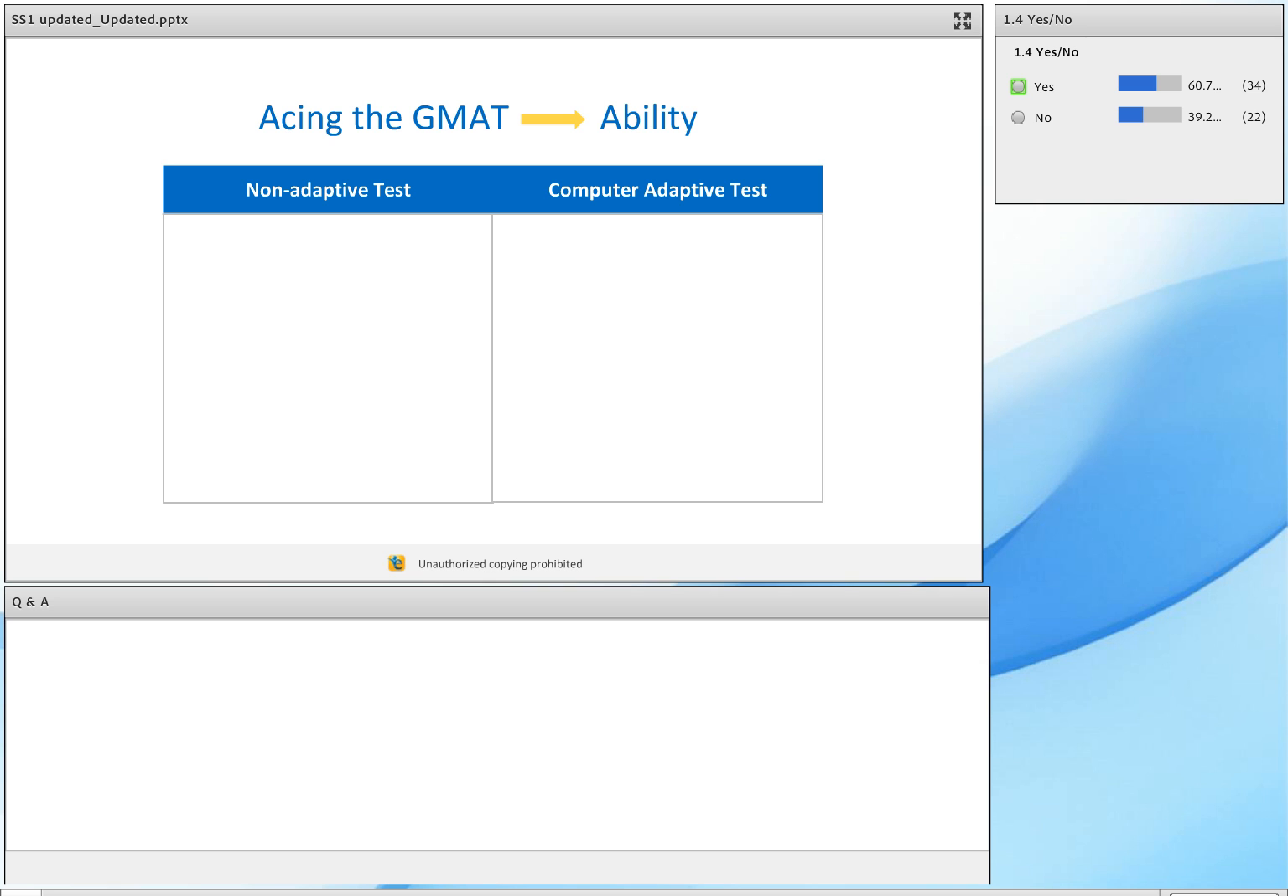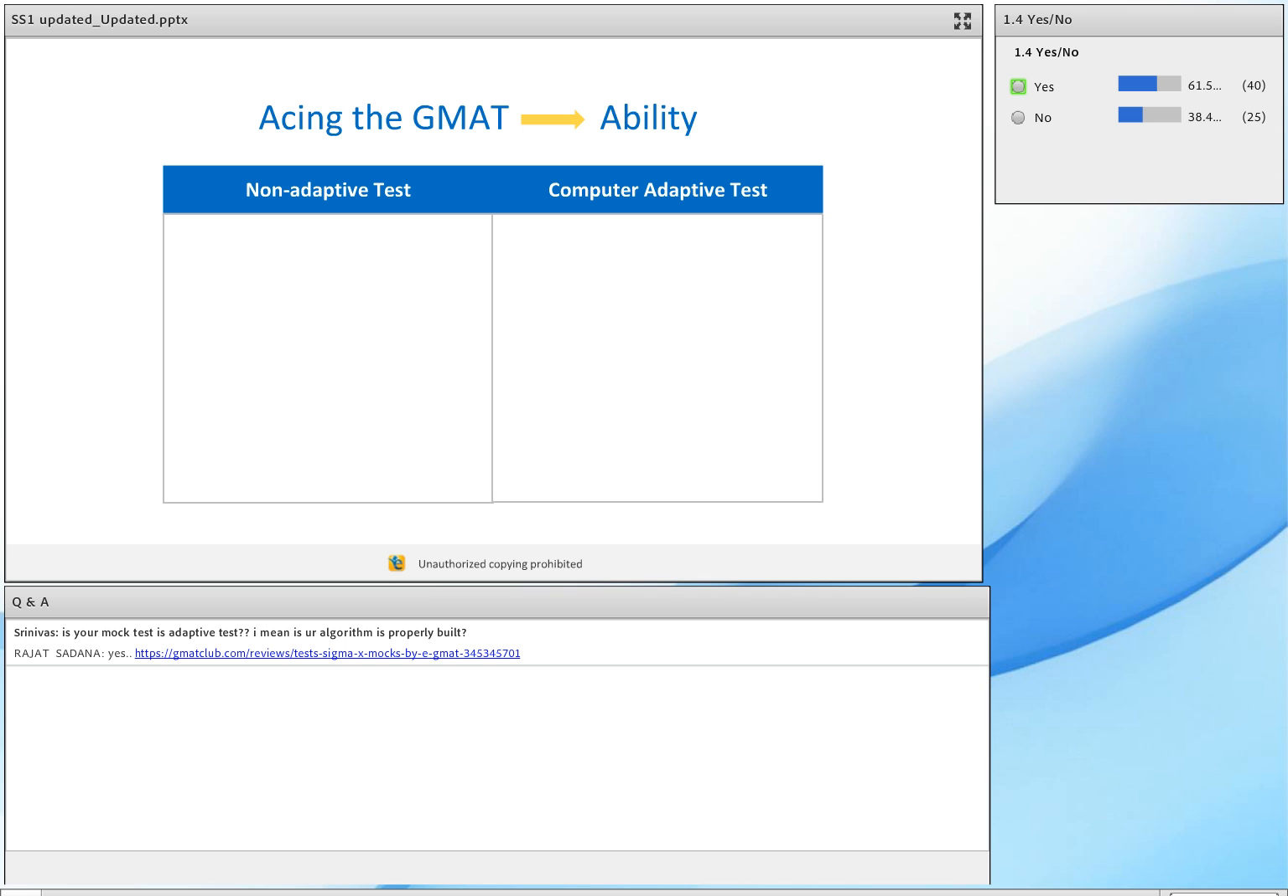Okay, let's get a few more responses. Okay, about 60% of you are aware of this. Now, the reason why I want to talk about this over here is a lot of people who study for a non-adaptive test bring the same studying methodology to an adaptive test and they falter big time. And we'll talk about this.